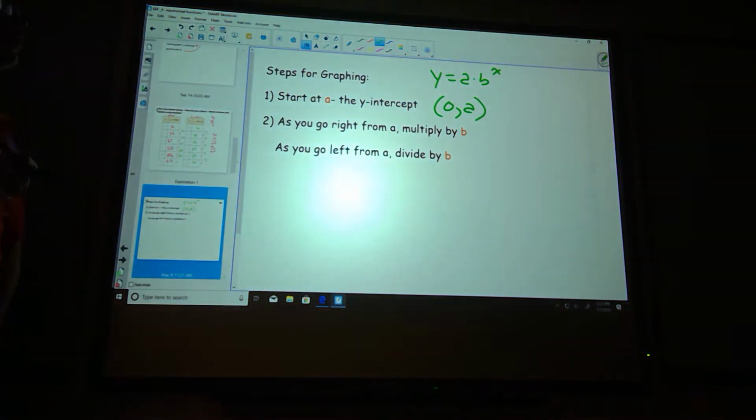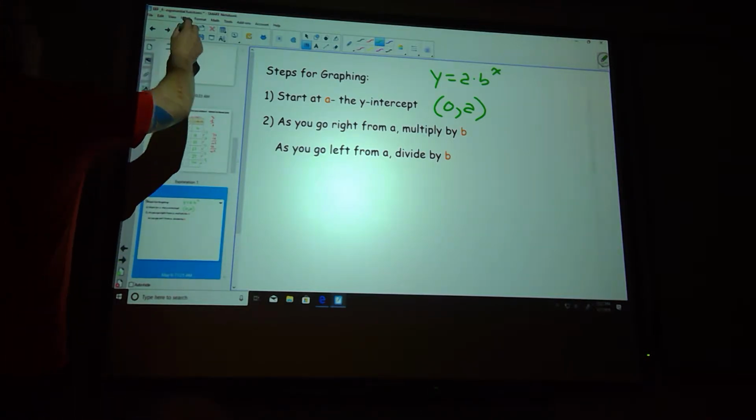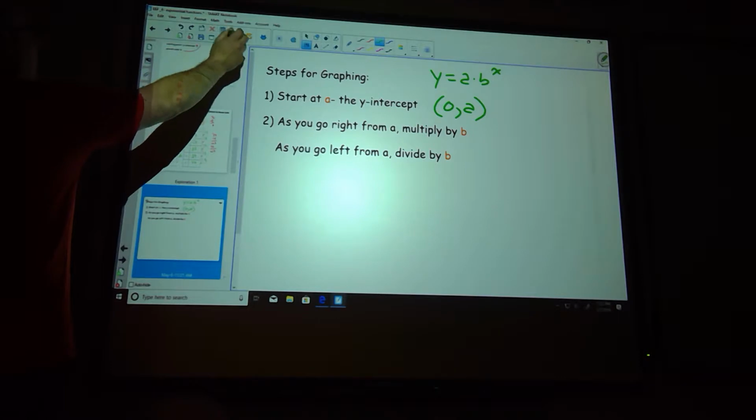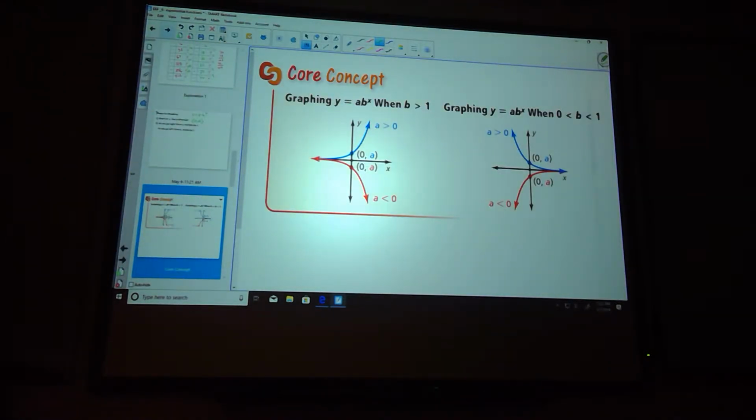As you go to the right from A, multiply times B. As you go to the left, divide by B. Okay, as I go to the right, we multiply by B. As I go to the left, I divide by B. So let's see if we can keep those rules up. I can't split the board anymore. We're not updated.